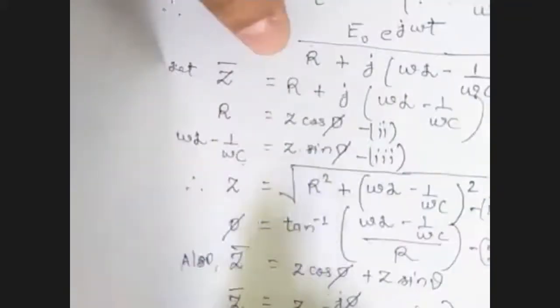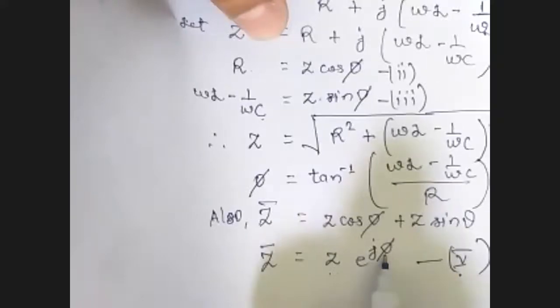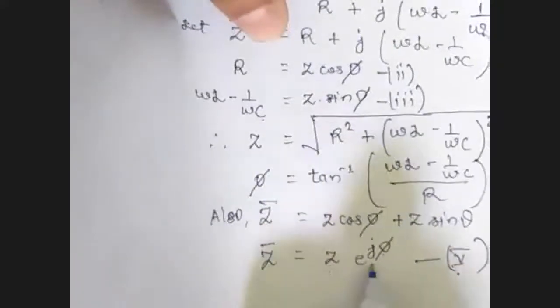So we will put this equation 5 in our equation number 2 for current. Means we will get Z, that is impedance, in terms of j phi. Complex impedance in terms of Euler's identity. Right. So put 5 in equation number 2.